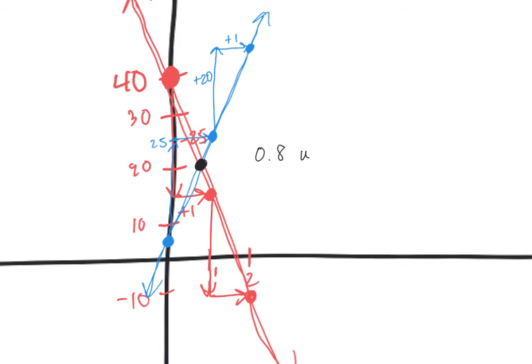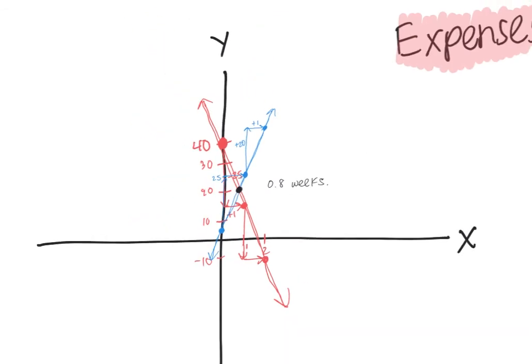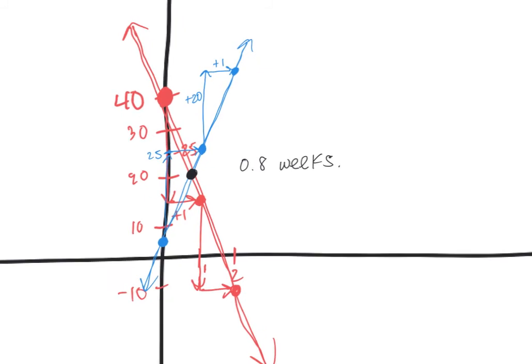0.8 weeks. Okay? This is very helpful when you guys are graphing to approximate. Okay? This is a good example of an approximate value. 0.8 weeks, to where Tessa and Anderson would have the same amount of money. And how much money, roughly, are they at? $20. Okay?